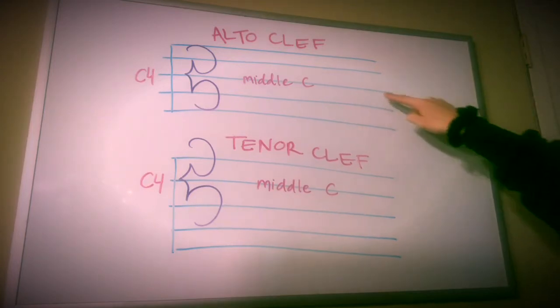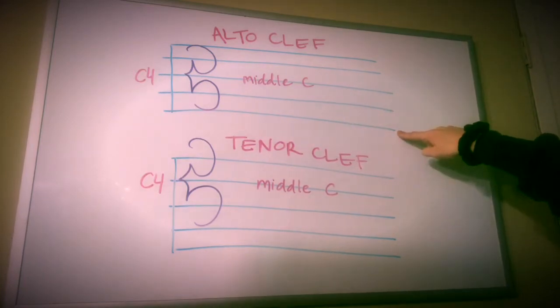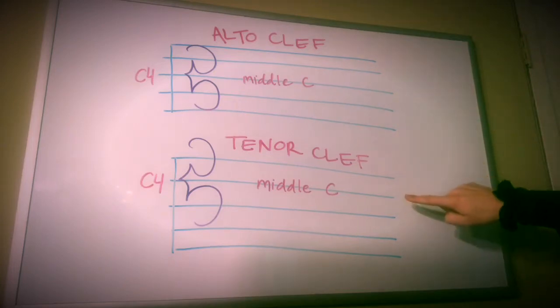C, B, A, G, F. The bottom line of the alto clef is bass clef F. The tenor clef moves middle C to line number 4.